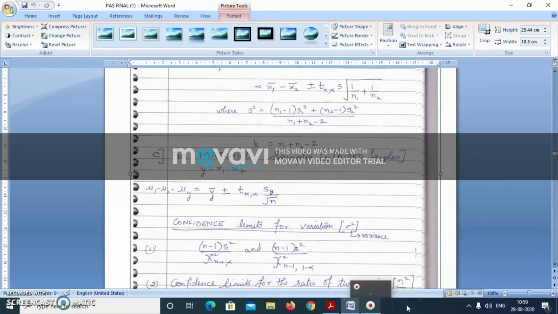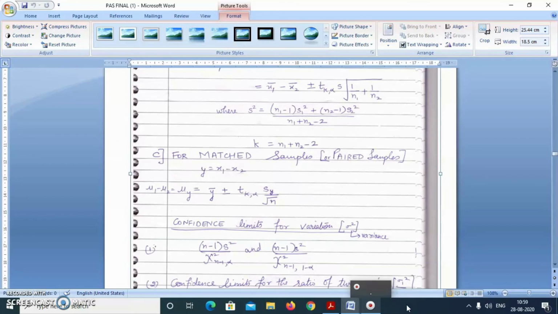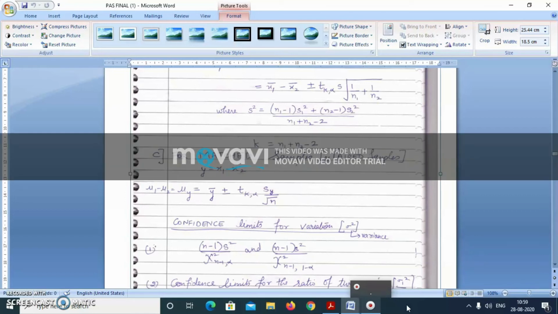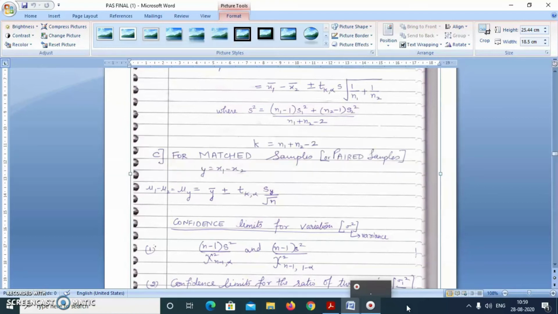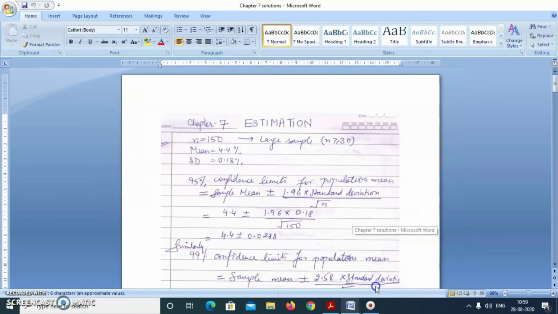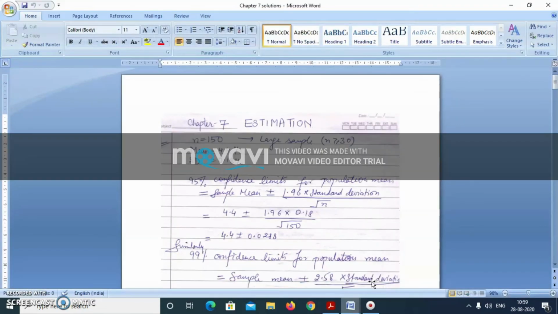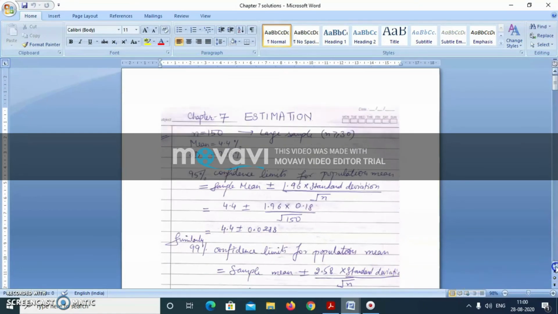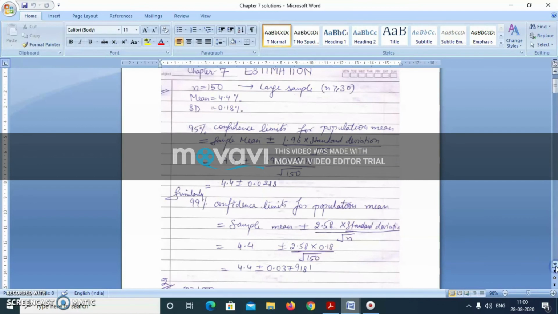For example, suppose there is a fabric and the fabric is the same, and we are giving two finishing treatments to compare the finishing treatments, not the fabric. When we divide the same fabric into two parts and two finishing treatments A and B are given, and we need to compare the data of A and B, that means we need to go for matched sample or paired sample. We'll do one example related to this. This is from your chapter 7, problems given in the exercise. We'll do the first one here and then continue in the next class.